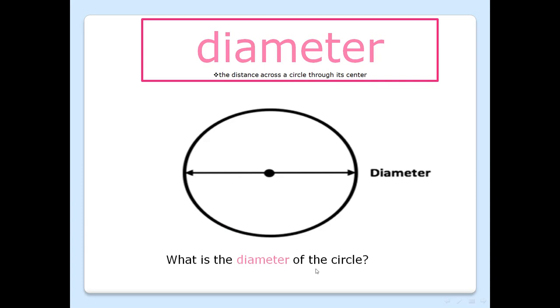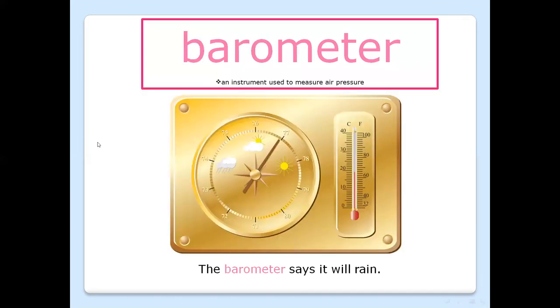What is the diameter of the circle? Maybe you will measure the distance from here to here, or from here to here, or the whole distance. Diameter also is not an English word. It's a Greek word.